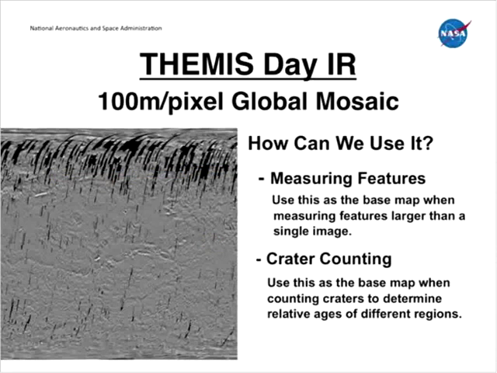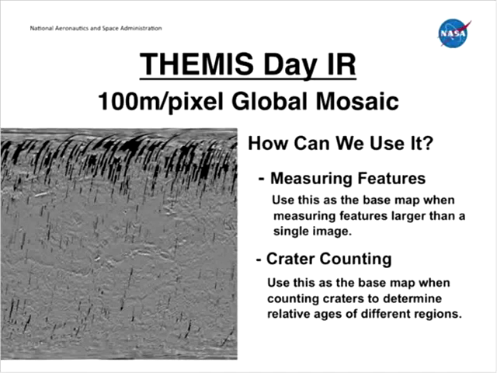So this map is really useful for measuring features, especially those that are too large to fit in a single Themis Vis image or a single Themis IR image. So things like the lengths of channels, even the length of some wind streaks, the diameter of volcanoes, really large features. This map is also really helpful for crater counting.